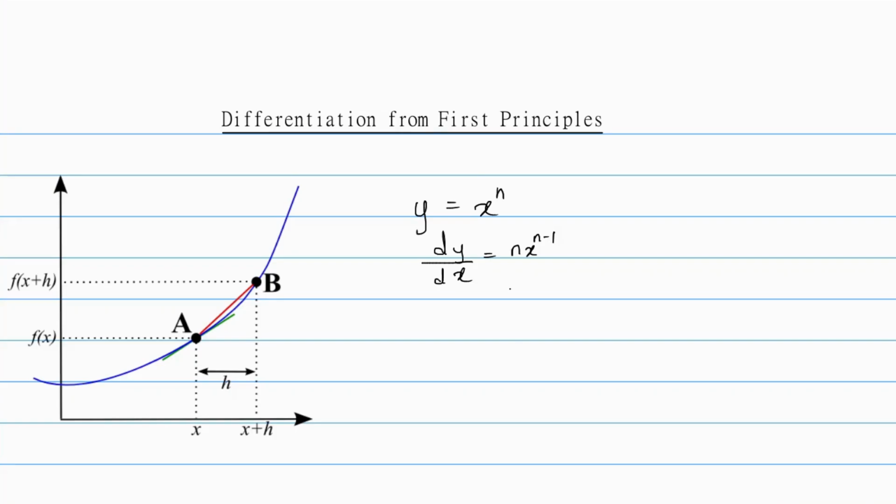Now, this is a very elegant equation. However, how we actually got here is quite confusing. And therefore, it is important for us to know what differentiation actually is and how we can actually derive this differentiation from the first principles. So, differentiation is basically evaluating the gradient of a function at any given point.